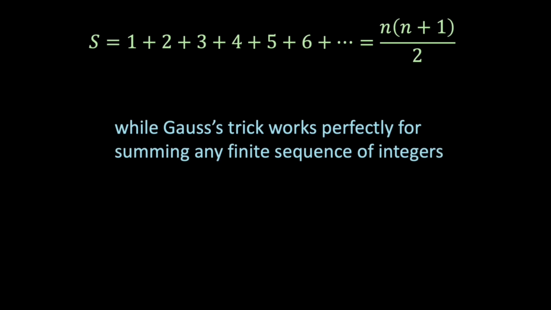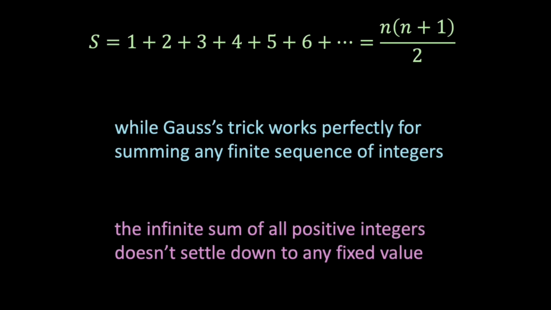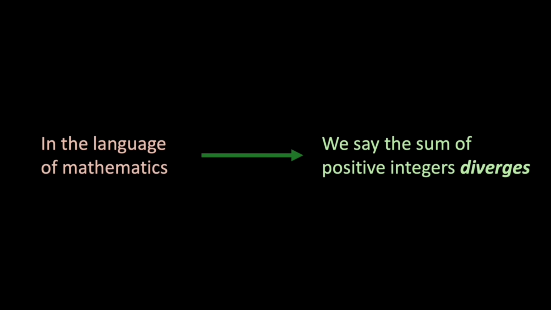So while Gauss's trick worked perfectly for summing any finite sequence of integers, it also reveals that the infinite sum of all positive integers doesn't settle down to any fixed value. It increases without bound. In the language of mathematics, we say that the sum of the positive integers diverges. It grows without bound. And this aligns with our intuition.